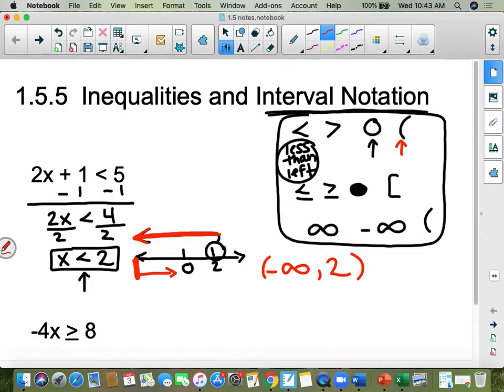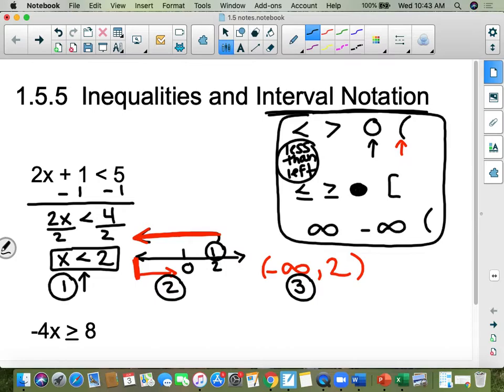Final answer. You need to do 3 things on every problem. I'll say it one more time. You need to solve it. You need to graph it. And you need to state interval notation. So you need to do 3 things on every problem.